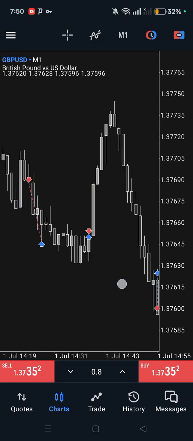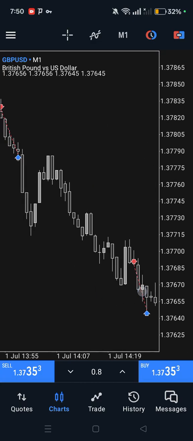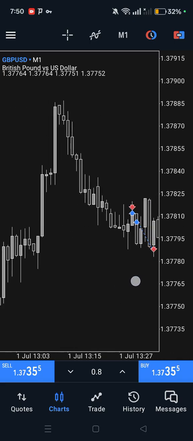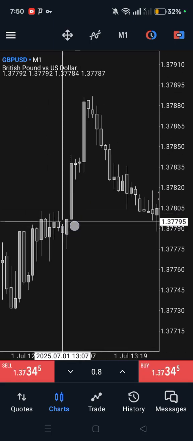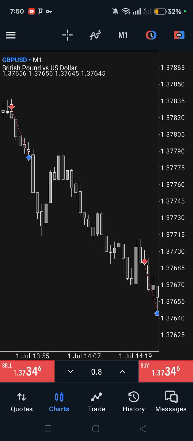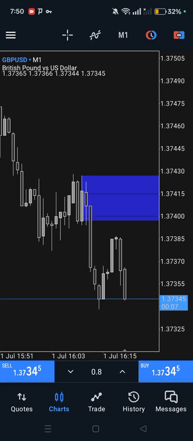This is a bear trend. Not much demand going on. Yeah, right here, this is a demand zone. It's pretty simple. That's what I like about it.